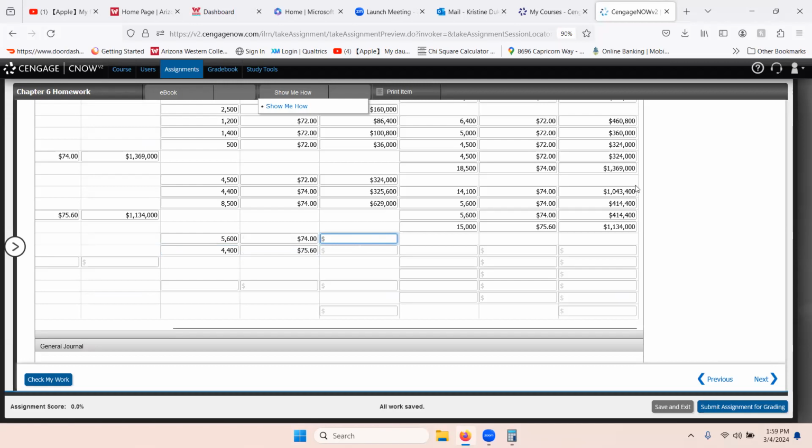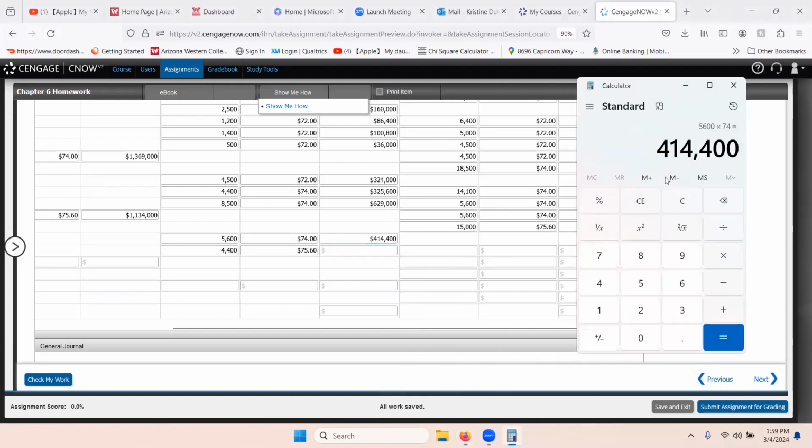Okay. 414,400. This is because we're using up all the batch. I know that that's going to be the number. Now this one, I'm going to have to do some addition. So let's do our handy dandy addition. So I'm going to go 4,400 times 75.60. 332,640.